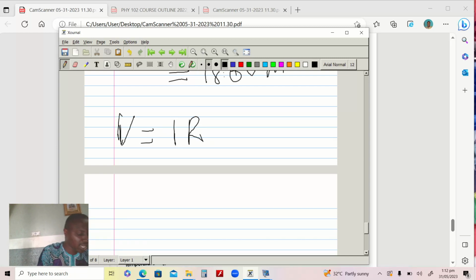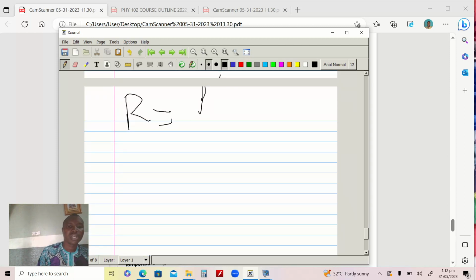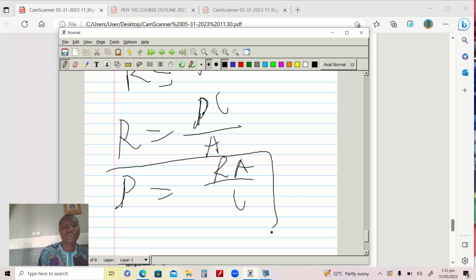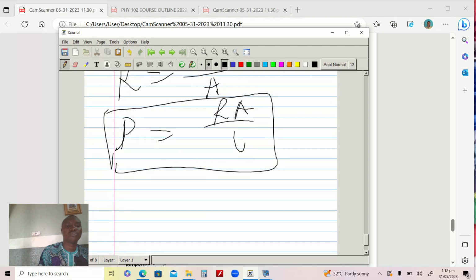This R is a constant, that's the resistance of a wire, and then we now say that R is equal to rho L over area. So definitely we can make rho the subject of our formula, where rho is equal to RA over L. So this rho is what we call resistivity. Rho is the resistivity of the material, and we should not forget it.